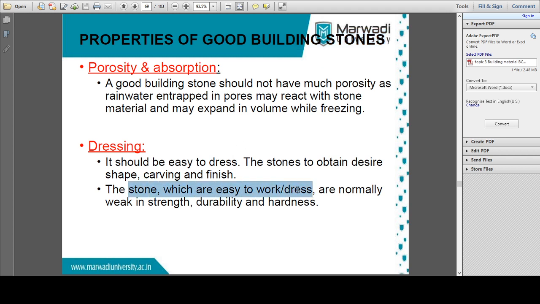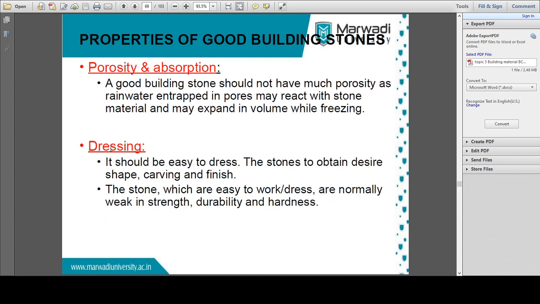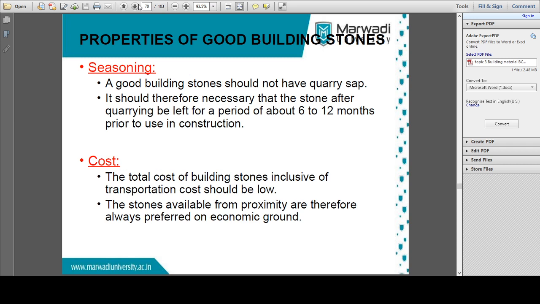So the stones which are easy to work or can be dressed easily are normally weak in strength, durable, and hardest. So these are a few physical properties of the stone. Now seasoning is again the same thing as dressing, but we use seasoning sometimes for a specific category of stone, and most probably seasoning is another word used for timber also. So in timber we also use this word seasoning instead of dressing.